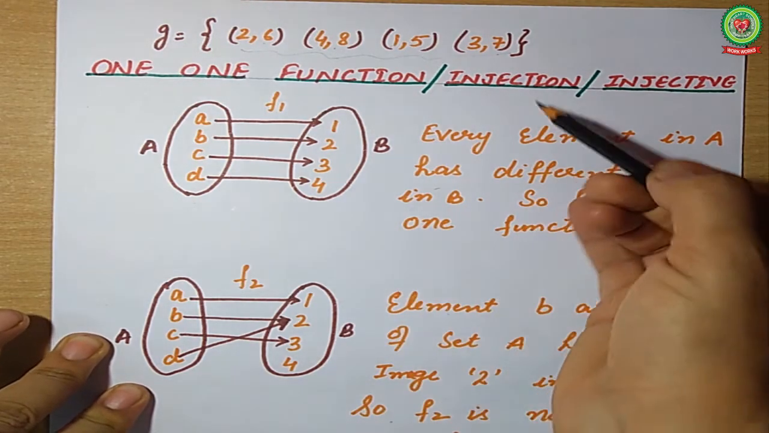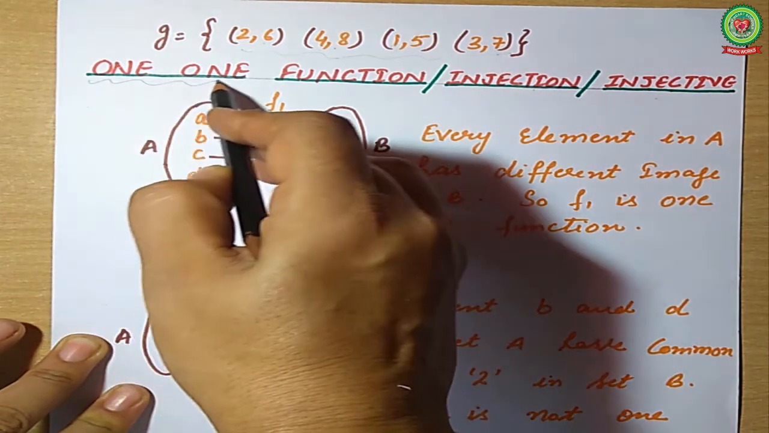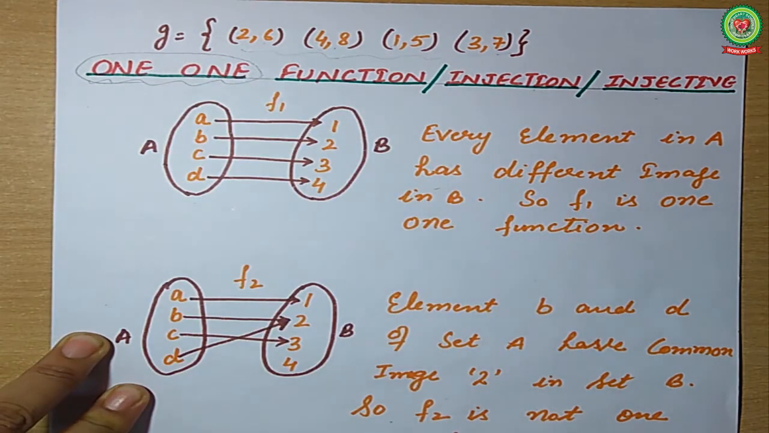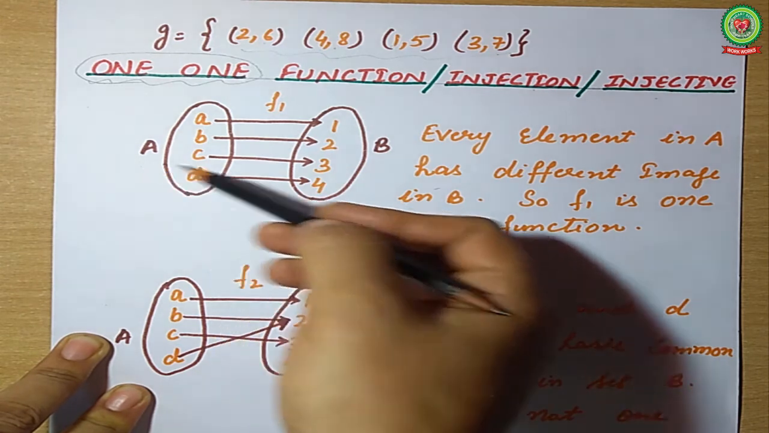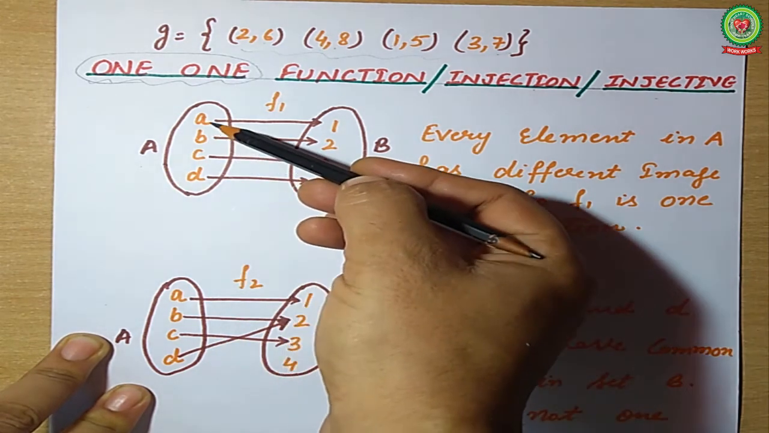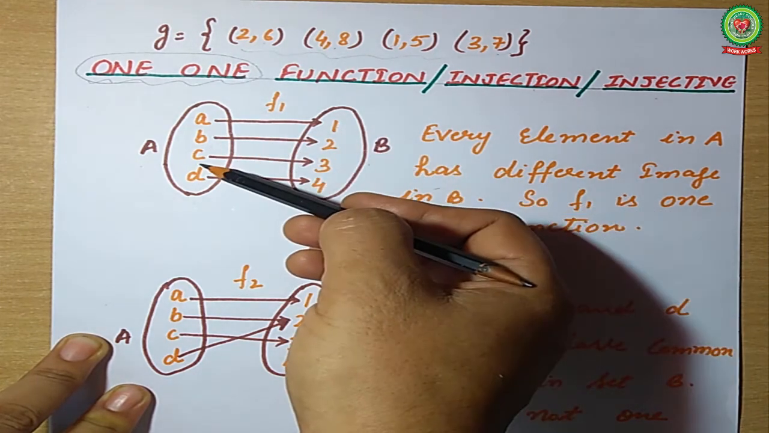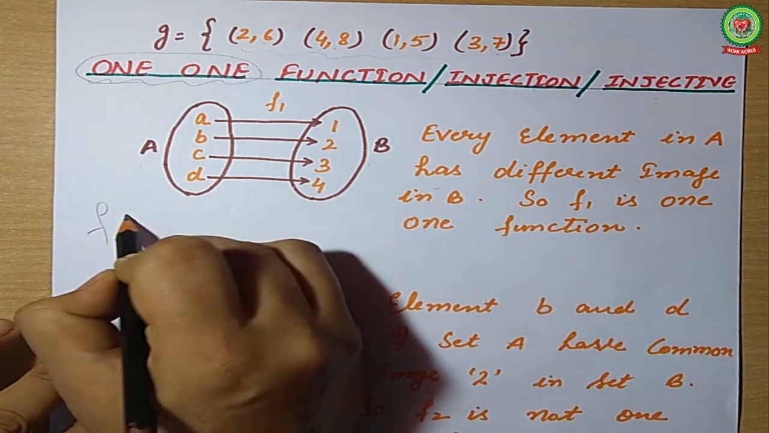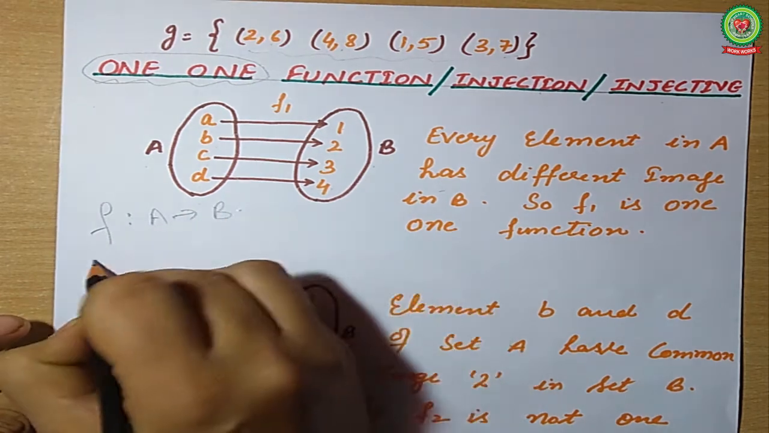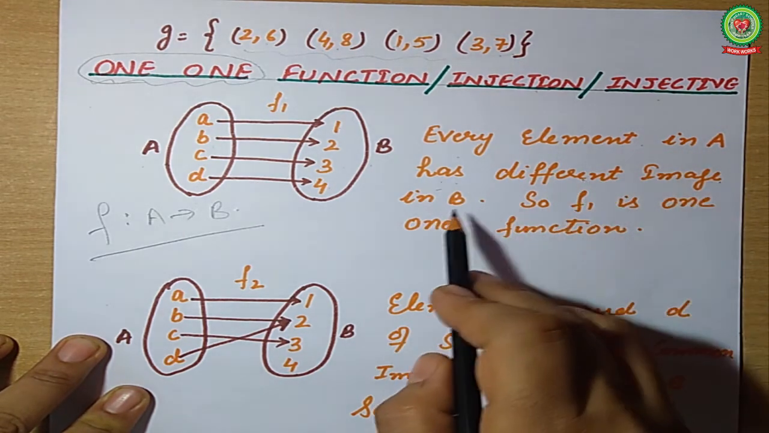Now, the main function is the one-one function. Its another name is the injection or injective function. One is understood by the name, one. One person has a single image in the mirror. Same case when we are talking about a function from set A to set B. Each element of set A has a single image: A has a single image 1, B has a single image 2, C has a single image 3, D has a single image 4. F from A to B means every element in set A has a different image in B.